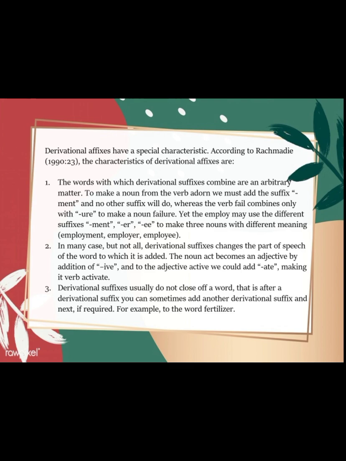Here are the characteristics of derivational affixes according to Rahmadi. From the explanation above, the researcher concludes that an affix is a morpheme added to modify the meaning of the root, to change its meaning and form a new word. It goes after and before the base, respectively.